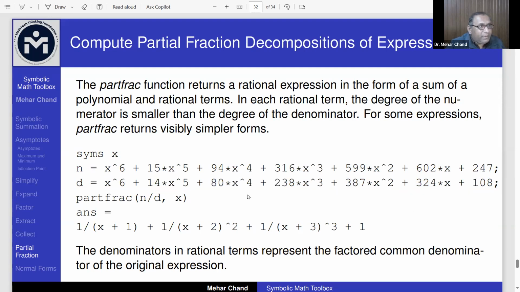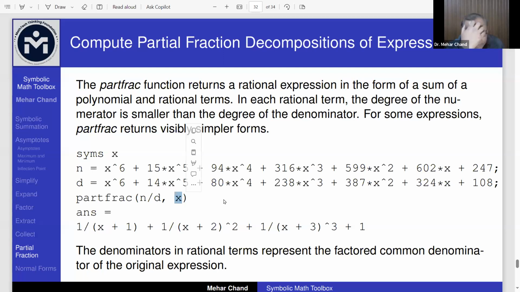By using the partfrac function, we want to get the partial fraction for this expression, which is n upon d. When you use numerator upon denominator directly, this will be a very complex expression and very hard to make partial fractions of. So by using this function, you can do it easily. The entire numerator and denominator involve x, so we want to make partial fractions for the x variable.